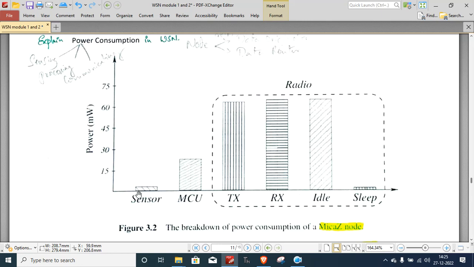So for sensing activity it consumes very little power, followed by the microcontroller unit, which consumes somewhere near 30 milliwatt. As you can see, it's quite evident that the radio activity, which involves transmission, reception and idle listening, consumes most of the power, and in sleep mode it consumes the least power. So this is about the radio modules, and it's clearly evident that out of sensing and processing, the communication activity consumes a lot of battery juice.